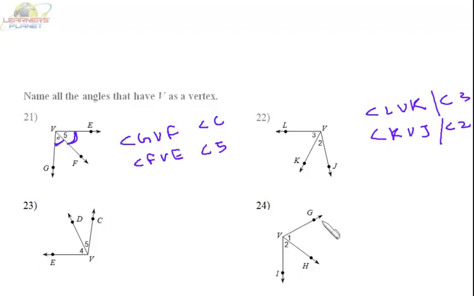Similarly here, it's GVH or IVH. Now GVH is angle 1 and IVH is angle 2, and they can be written as HVG or HVI. So similarly you can do the remaining questions.